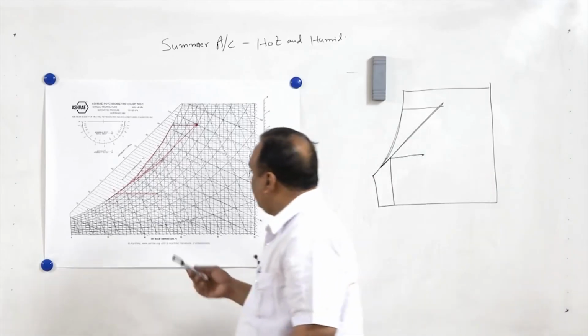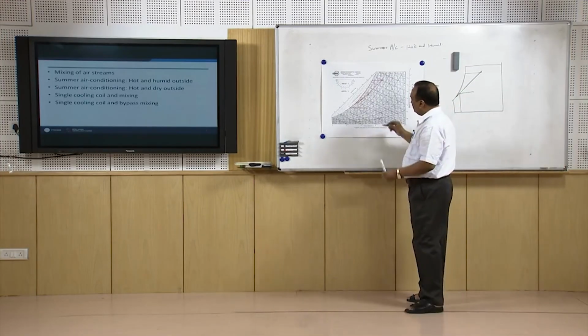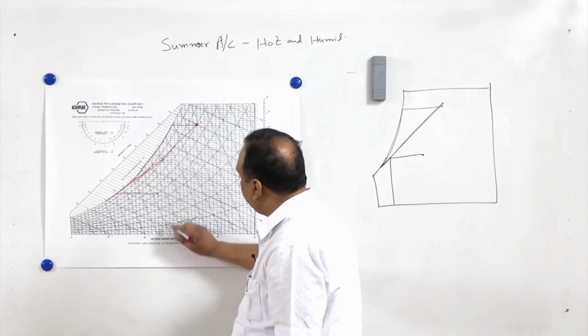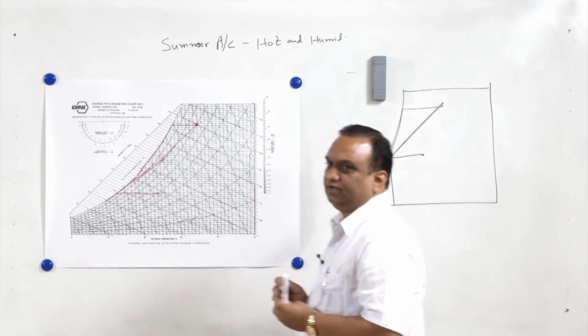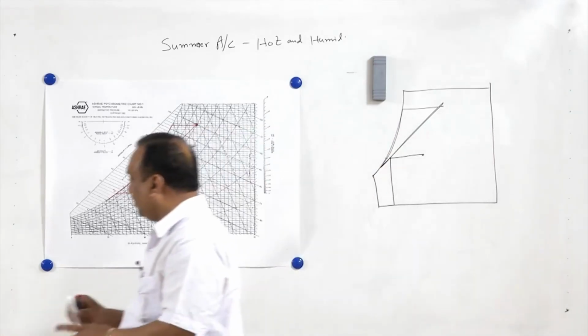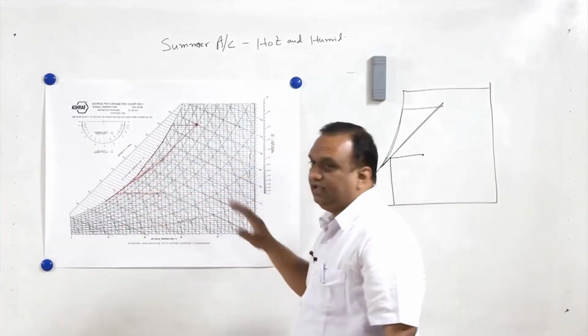right. Similarly, we can consider a bypass factor for the heater also. So, the heater has to be not only at 24 degrees centigrade, maybe 26 degrees centigrade, in order to accommodate the bypass factor. So, this is the air conditioning process for summer where dehumidification and heating is required.